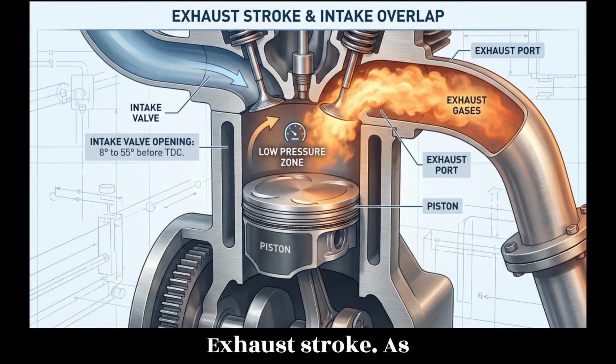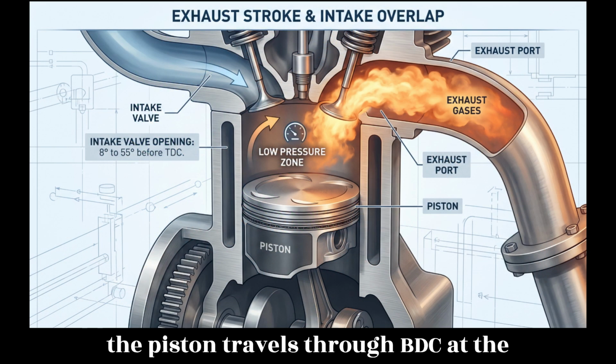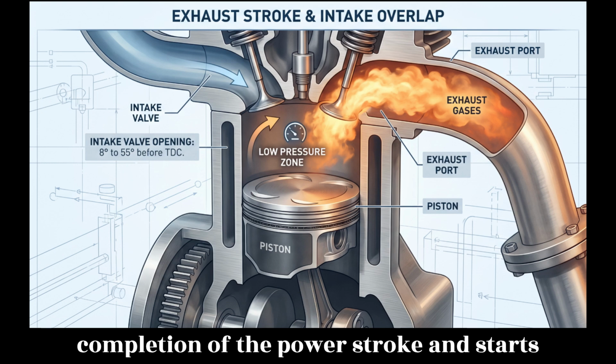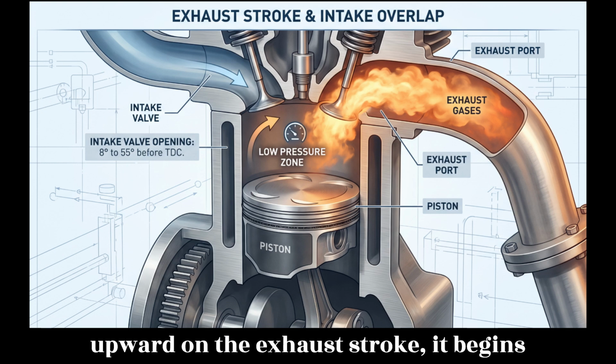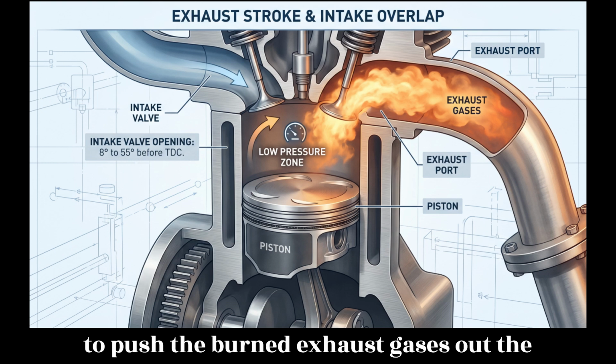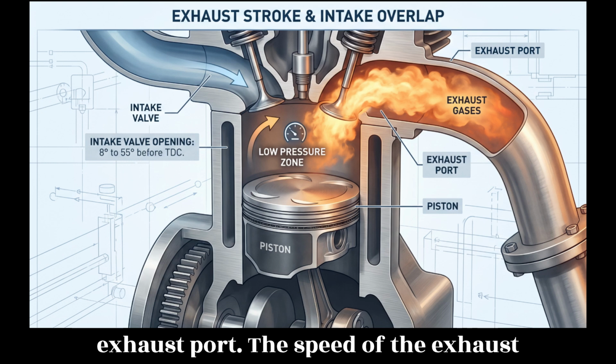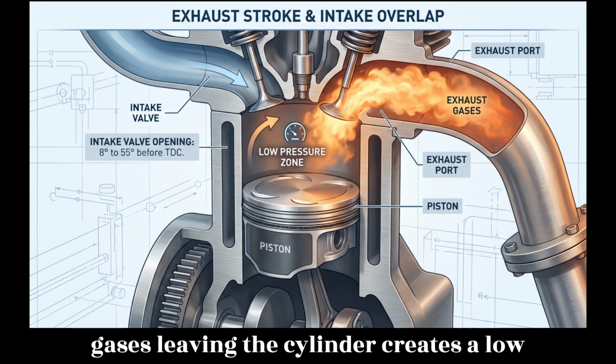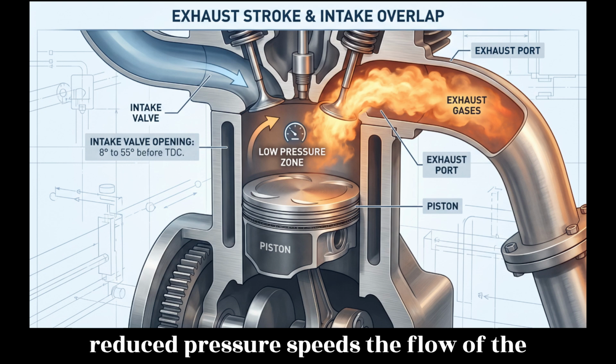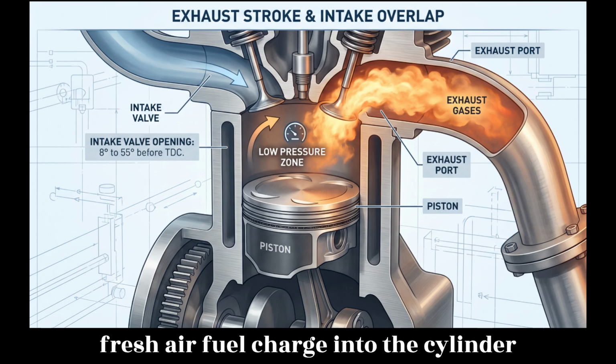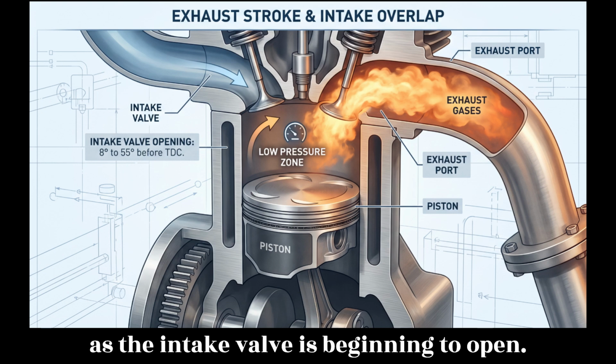Exhaust stroke. As the piston travels through BDC at the completion of the power stroke and starts upward on the exhaust stroke, it begins to push the burned exhaust gases out the exhaust port. The speed of the exhaust gases leaving the cylinder creates a low pressure in the cylinder. This low or reduced pressure speeds the flow of the fresh air-fuel charge into the cylinder as the intake valve is beginning to open.